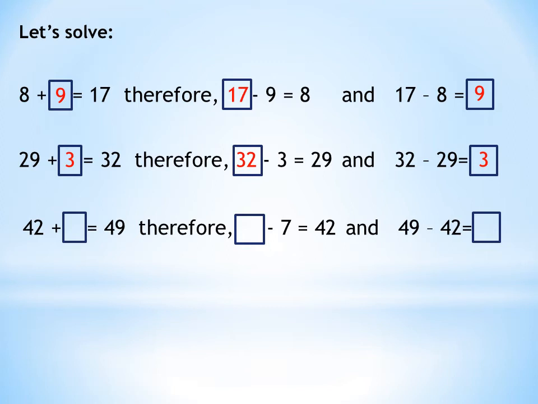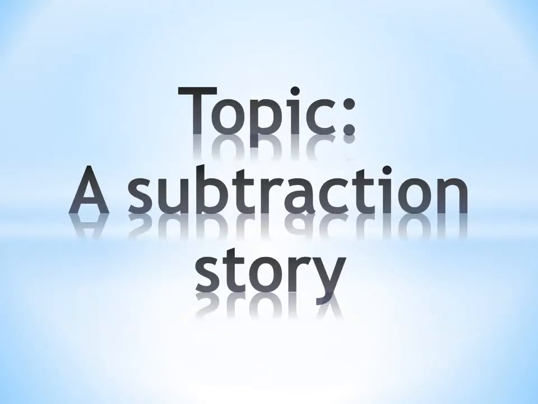42 plus dash is equal to 49. 42 plus 7 is equal to 49. Therefore 49 minus 7 is equal to 42 and 49 minus 42 is equal to 7.